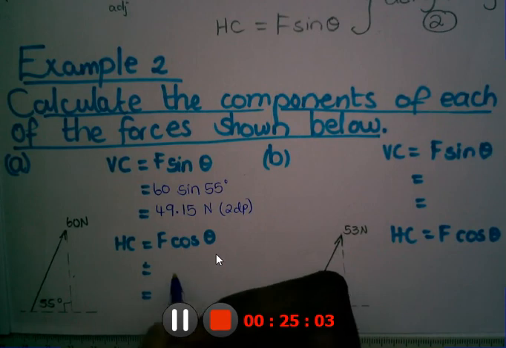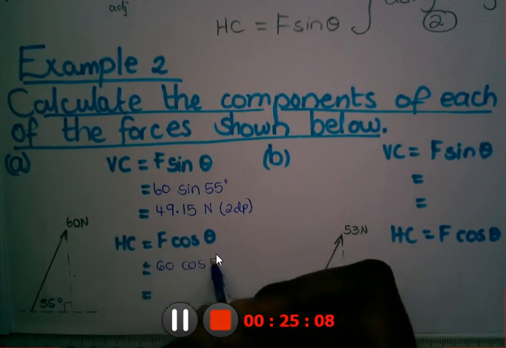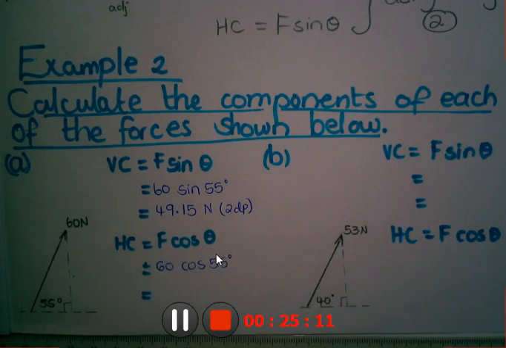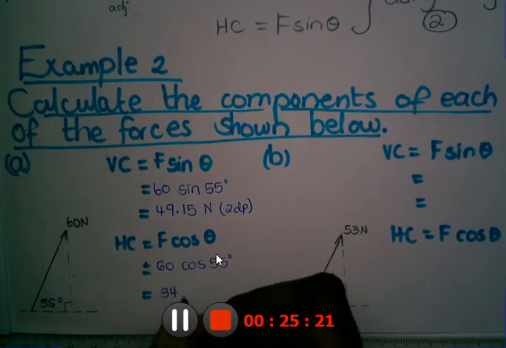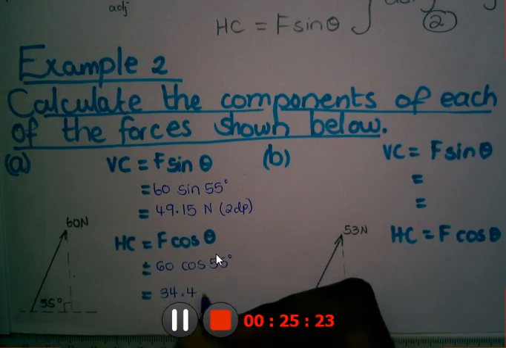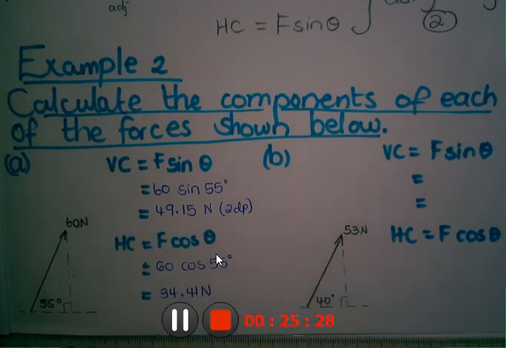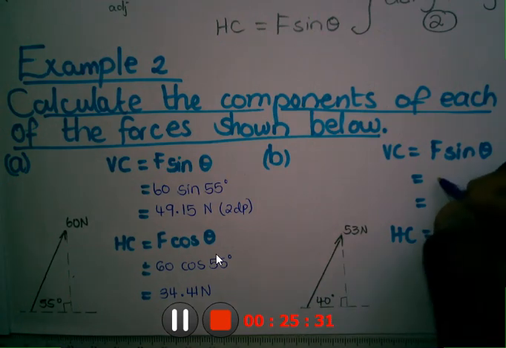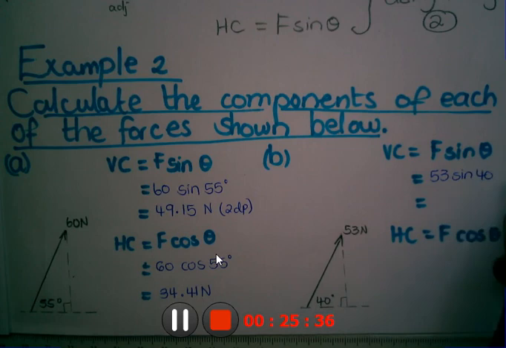The first answer is 49.15. Then 60 cos 55 degrees. This is 34.4 newtons. Then we move on to the second diagram where VC is 53 sin 40 degrees.